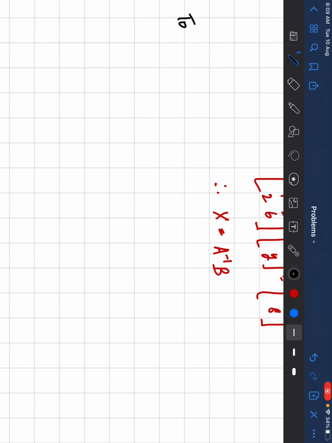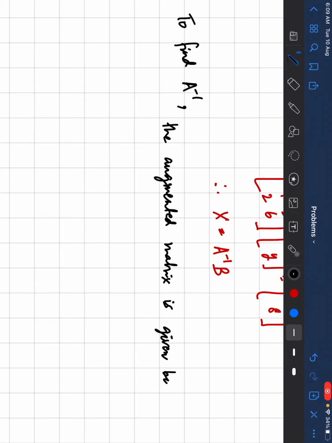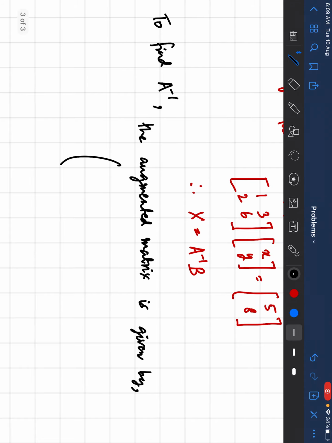So to find A inverse, the augmented matrix is given by 1, 3, 2, 6, then 1, 0, 0, 1. So this is my augmented matrix. Now we have to transform this.